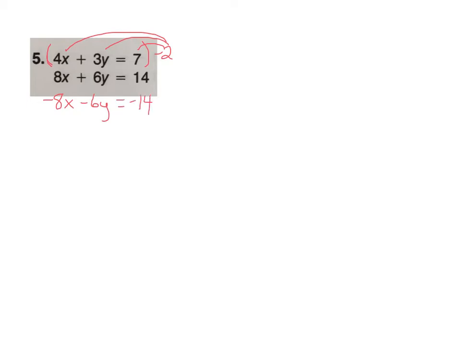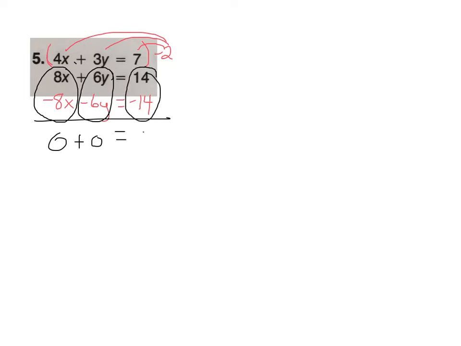Okay, now I'm going to take this 8x and the negative 8x and add them, and I get 0. And I'm going to take this 6y and the negative 6y and add them, and I get 0 again. And I'm going to take the 14 and add it to the negative 14 and I also get 0. 0 plus 0 is 0. Does 0 equal 0? It does.